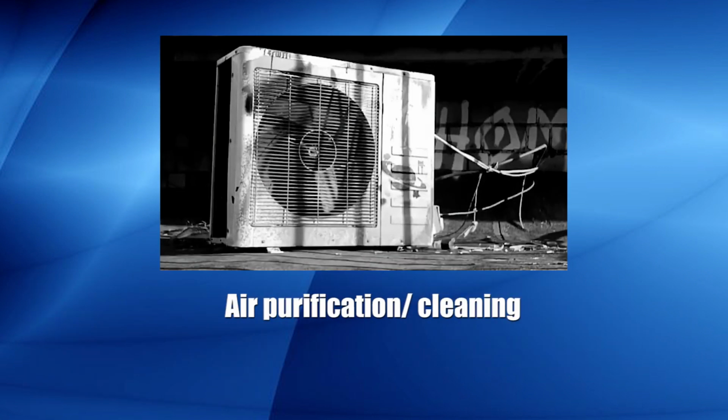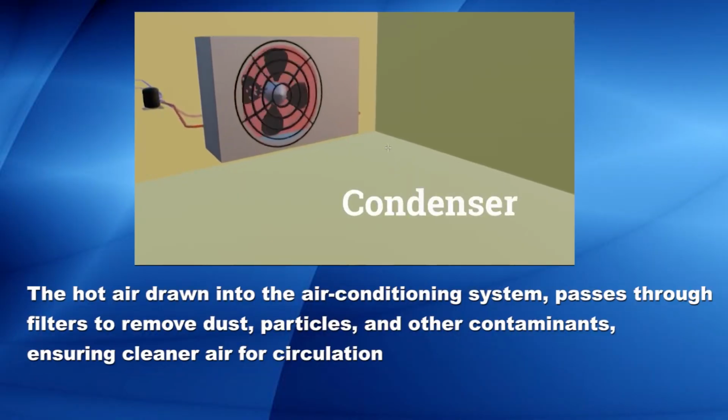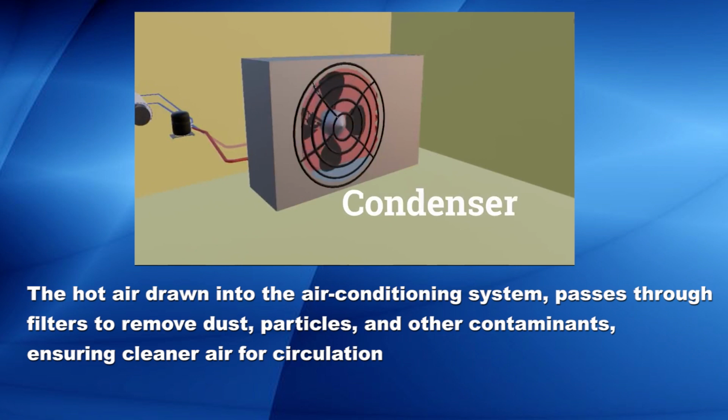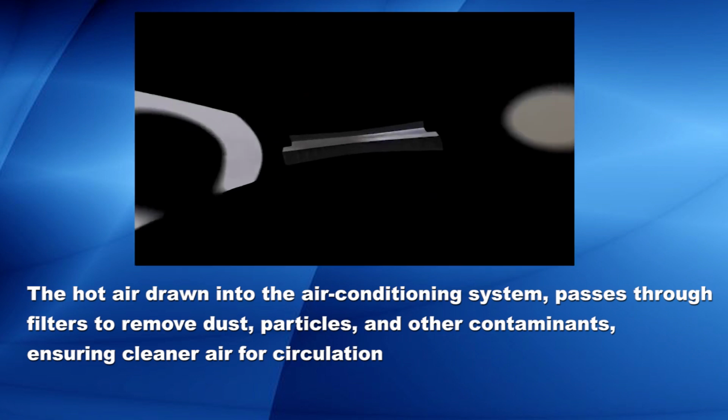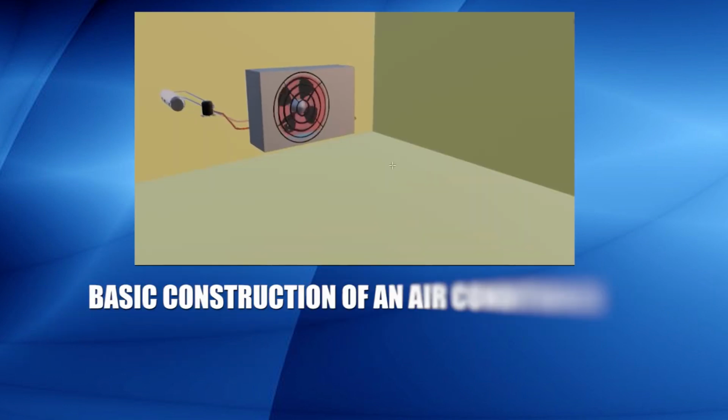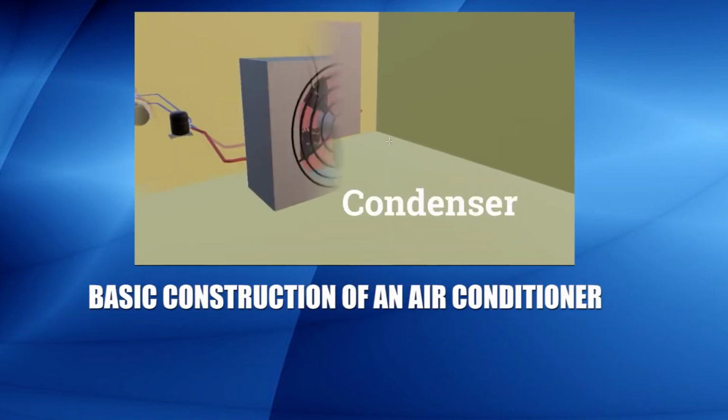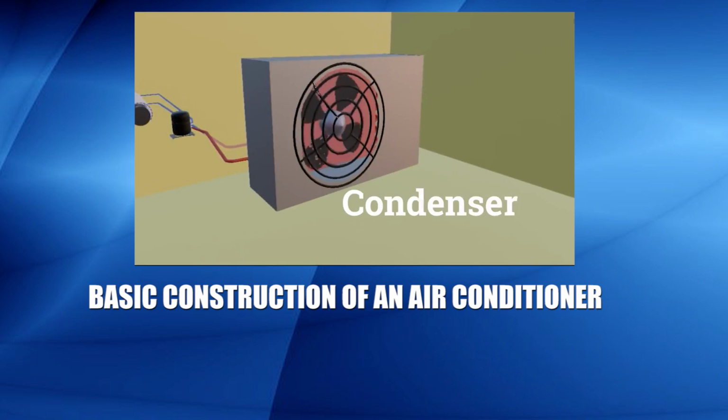The third step, air purification or cleaning. The hot air drawn into the air conditioner system passes through the filters to remove dust, particles, and other contaminants, ensuring cleaner air for circulation. Next topic is the basic construction of an air conditioner.